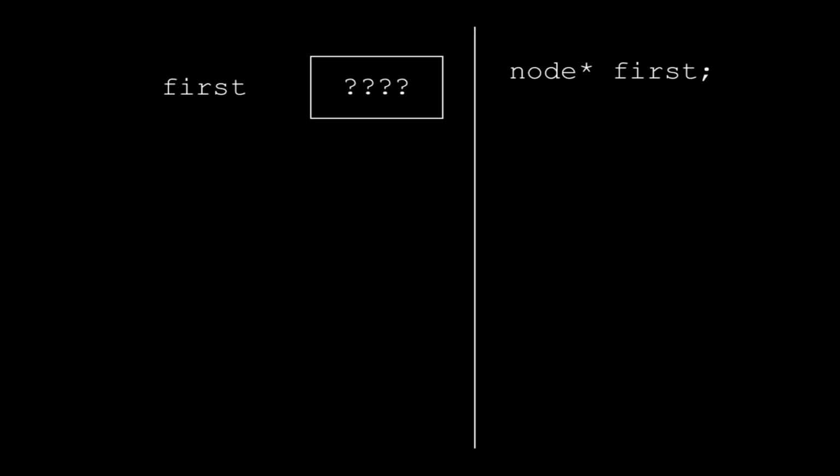It is a pointer to a node struct, right? So diagram on the left, code on the right. We can set it to null, which is a good way to start. When you diagram it, you either write it as null or you put a line through it like that.